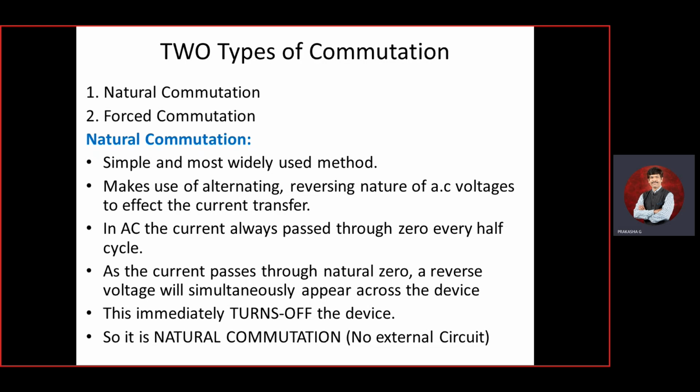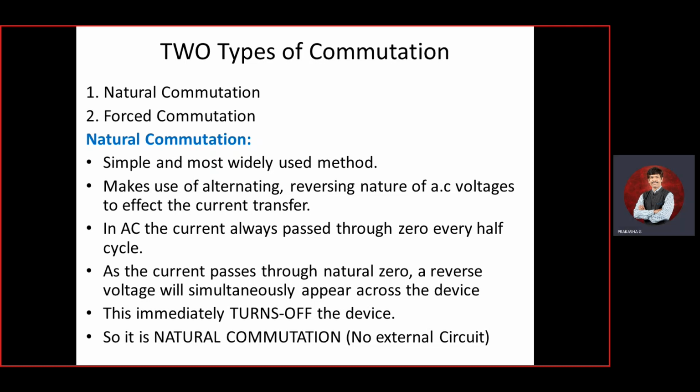So as the current is going to 0, the voltage across the thyristor is getting dropped. It is ensuring that the thyristor voltage is getting dropped. Once the thyristor voltage is dropped, automatically the thyristor is going to be in open circuit. Simple. So as the current passes through the natural 0, a reverse voltage simultaneously appears across the device.